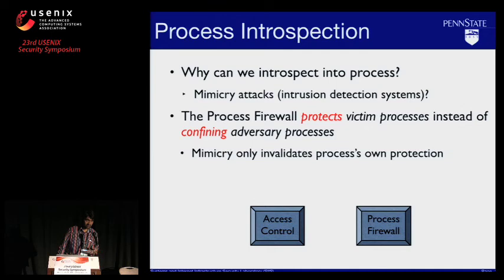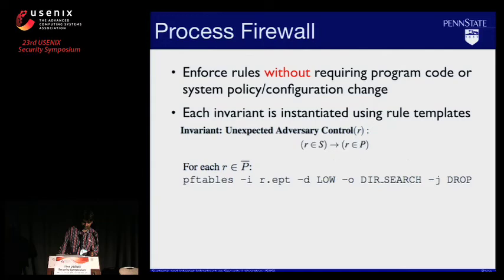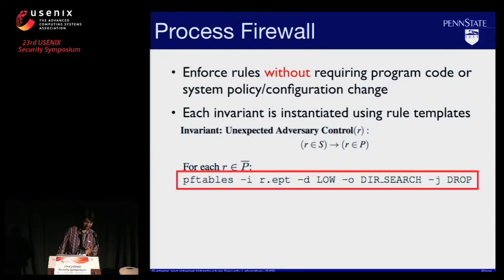So you might be thinking, what if things go wrong within the program? But the reason that we can use process introspection is because we are protecting benign processes as opposed to confining malicious processes, which is what something like an intrusion detection system would do. So we rely on access control and IDSs for confinement, and then protect programs using the process firewall. For each invariant, we have a template that will convert the rules into process firewall representations. This is an example process firewall rule. It's very similar to iptables, if you know that.